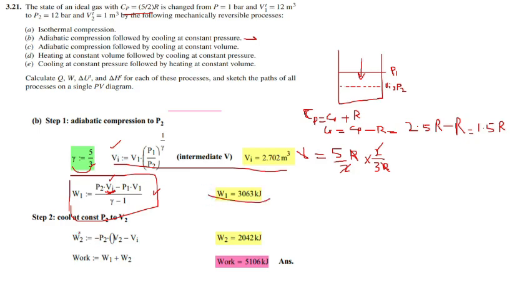In the second substep you are going to cool at constant pressure. So for cooling at constant pressure you will use this formula: minus P2 into (V2 minus Vi). Pressure P2 is 12 bar. Put 12 bar. Always use SI units, so convert bar into Pascal. V2, you know the V2, what is the value of V2?